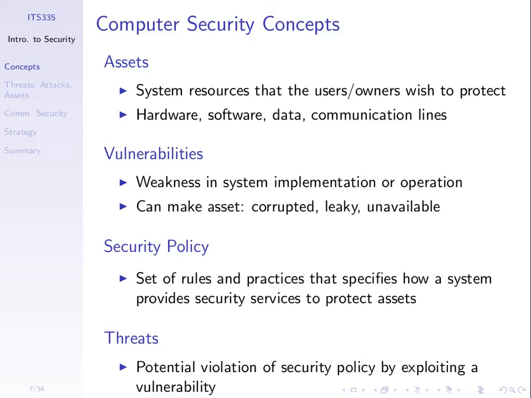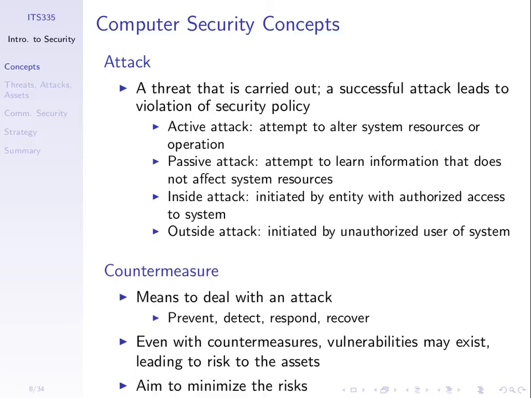We try and look at what threats may occur, what things can happen that will potentially violate our policy, and we develop countermeasures. So we develop some mechanisms such that we can either prevent the attack or even detect the attack if it takes place. But unfortunately, even with countermeasures, there still may be some risk to assets. So computer security is all about minimizing the risks.